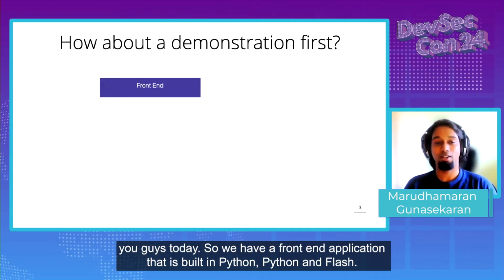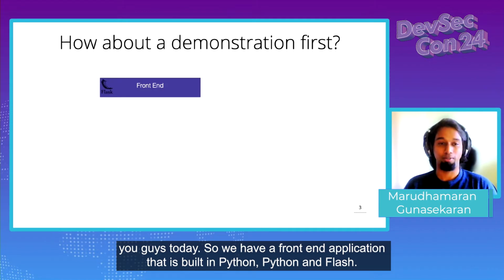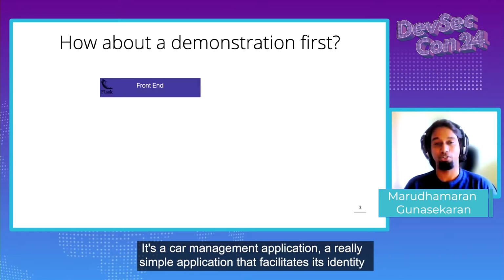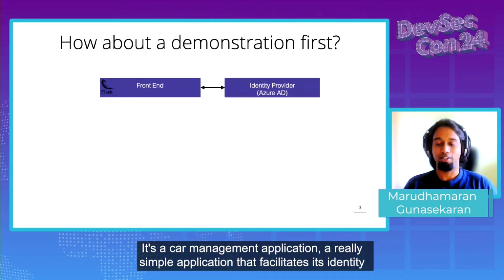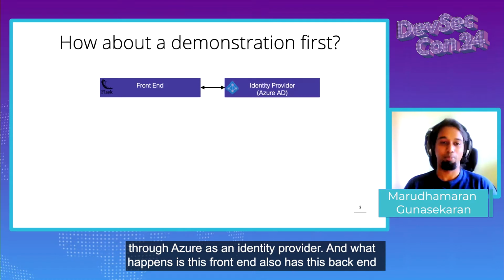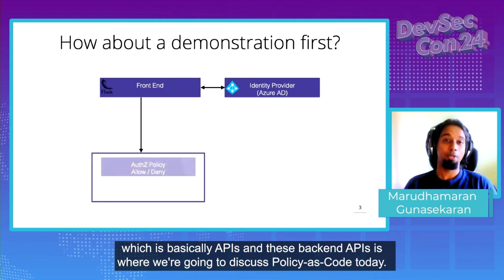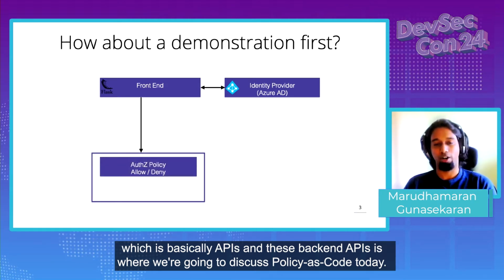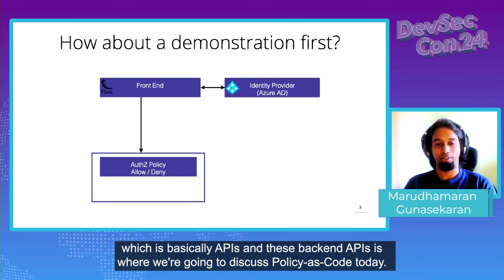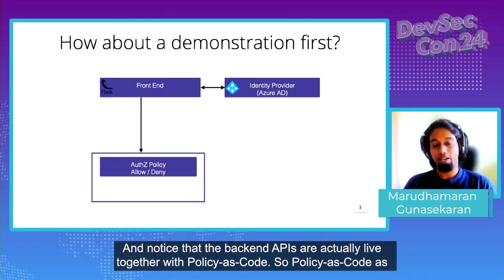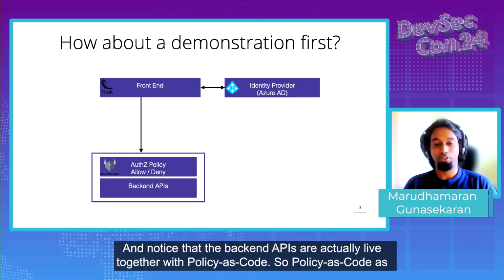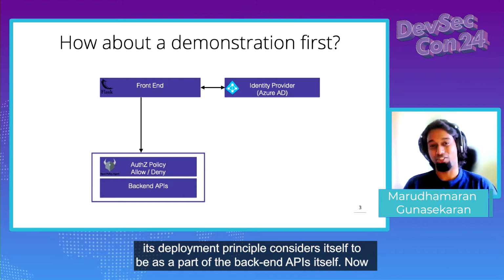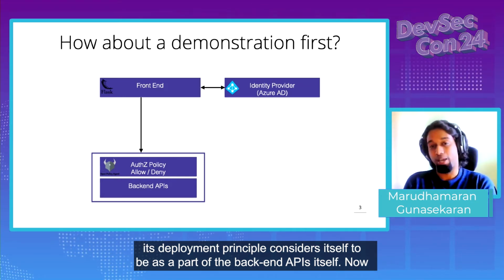We have a front-end application that is built in Python Flask. It's a car management application, a really simple application that facilitates its identity through Azure as an identity provider. This front end also has a backend, which is basically APIs. These backend APIs are where we're going to discuss policy as code today. Notice that the backend APIs live together with policy as code. Policy as code, as its deployment principle, considers itself to be a part of the backend APIs itself.